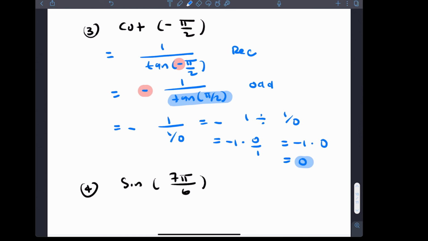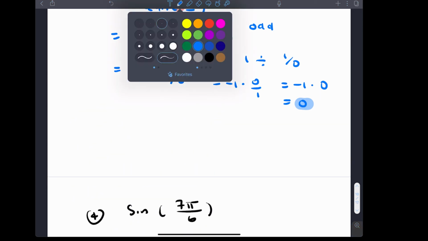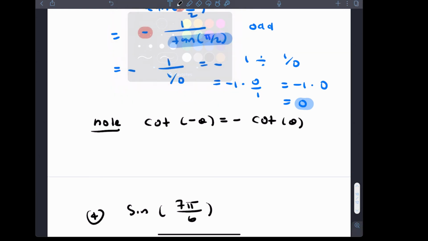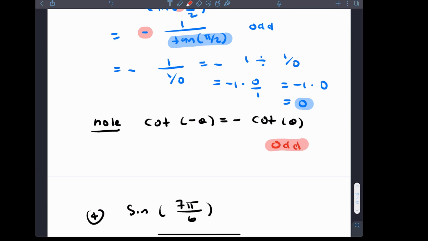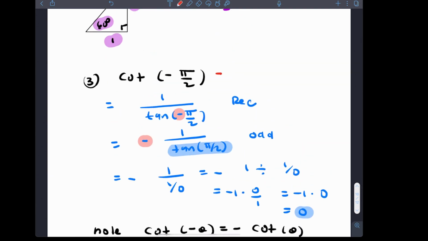You know what I can also do? I can say cotangent of minus an angle is minus cotangent of the angle. Why can I say that? In other words, cotangent is also what? Odd. Is that true? Is cotangent an odd function because tangent's odd? Yes. So if you said to me, can I just do this?